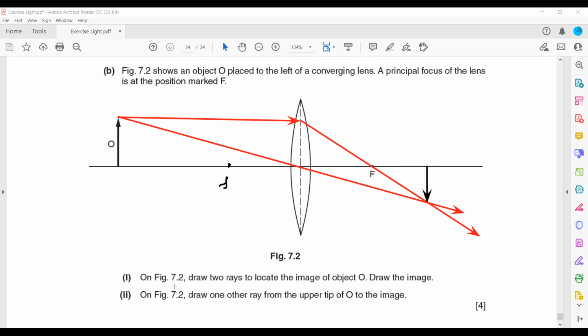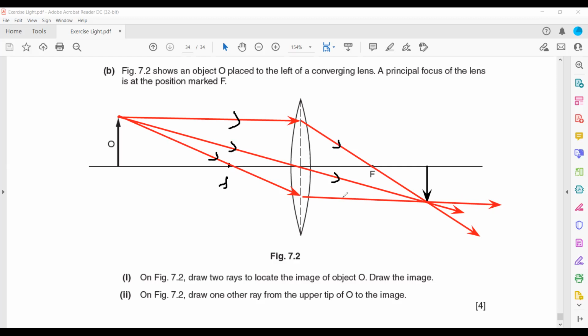Then on figure 7.2, draw one another ray. So we have to draw the third ray. So how can we draw the third ray? We can pass through the focus. So if we pass through focus, where will it go? It will go parallel. But all these light rays will intersect or meet at one point.